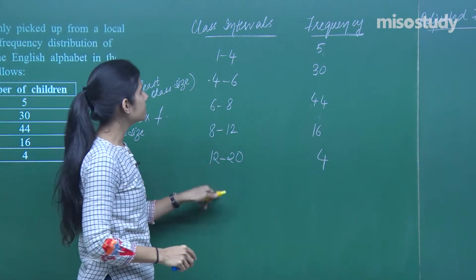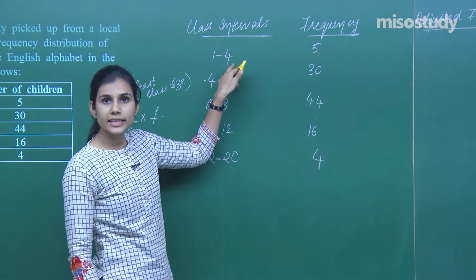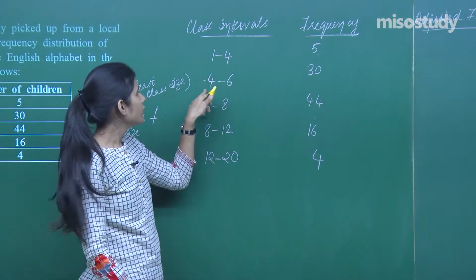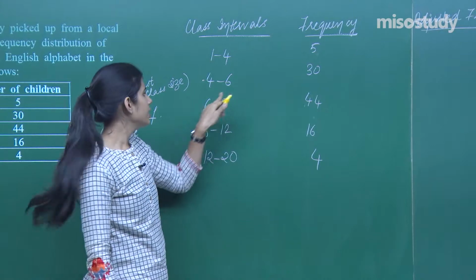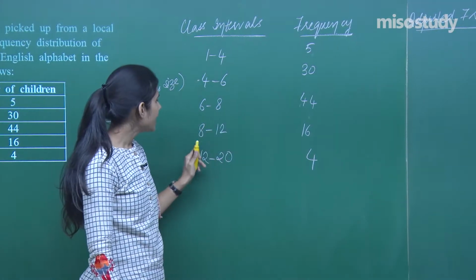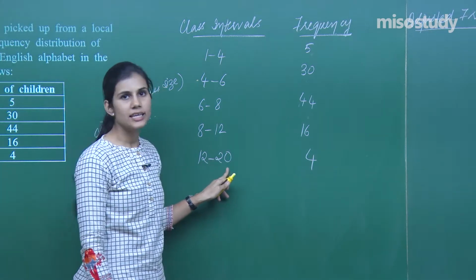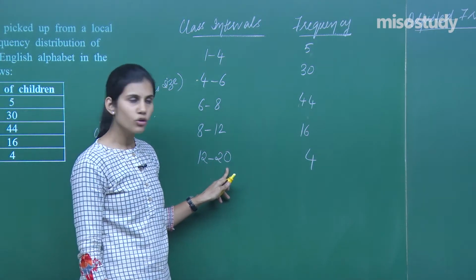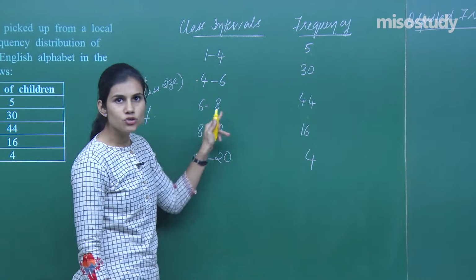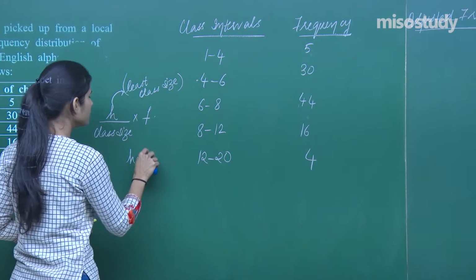So out of all of this, in 1 to 4, class size is 3. 4 to 6, class size is 2. 6 to 8, class size is 2. 8 to 12, class size is 4. 12 to 20, class size is 8. Okay? So the minimum class size is 2. So here my h is equal to 2.